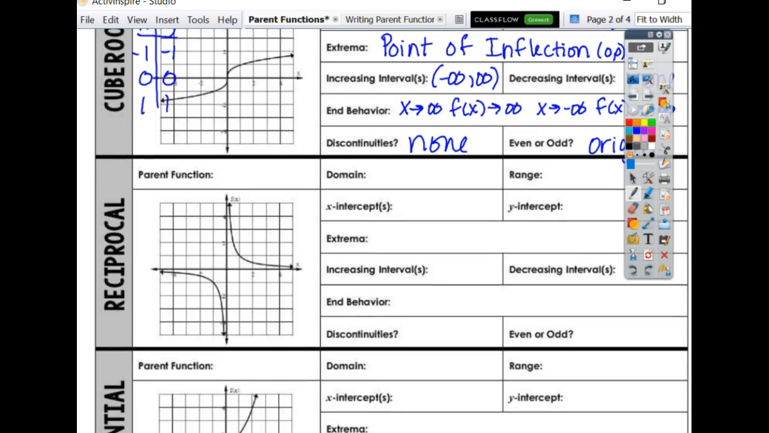Okay, reciprocal. Sometimes it's called rational. Do I have asymptotes with the rational? I do. Here and here. Umberto, I want the domain. And the range is the same.